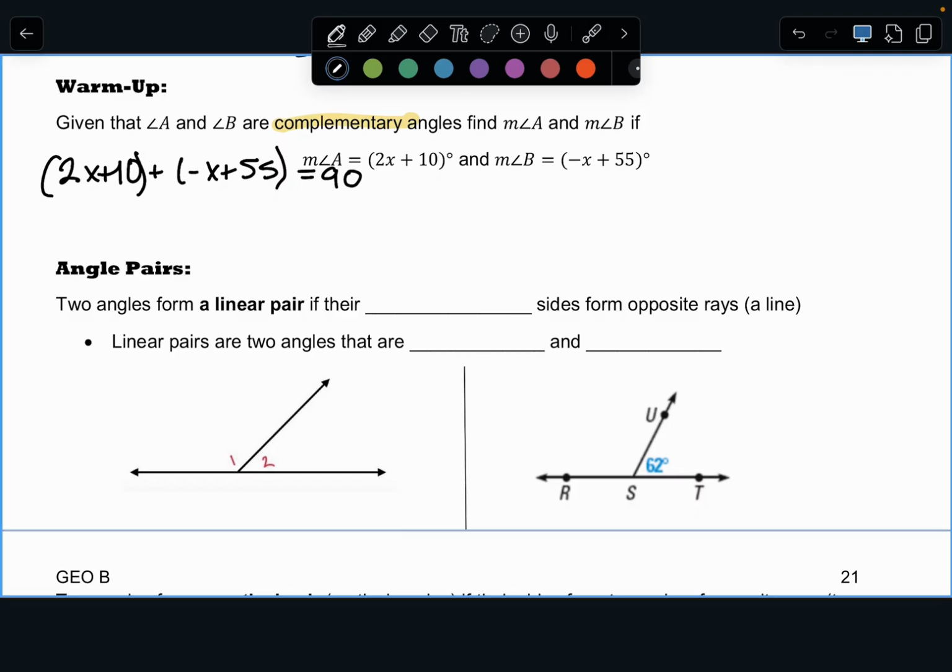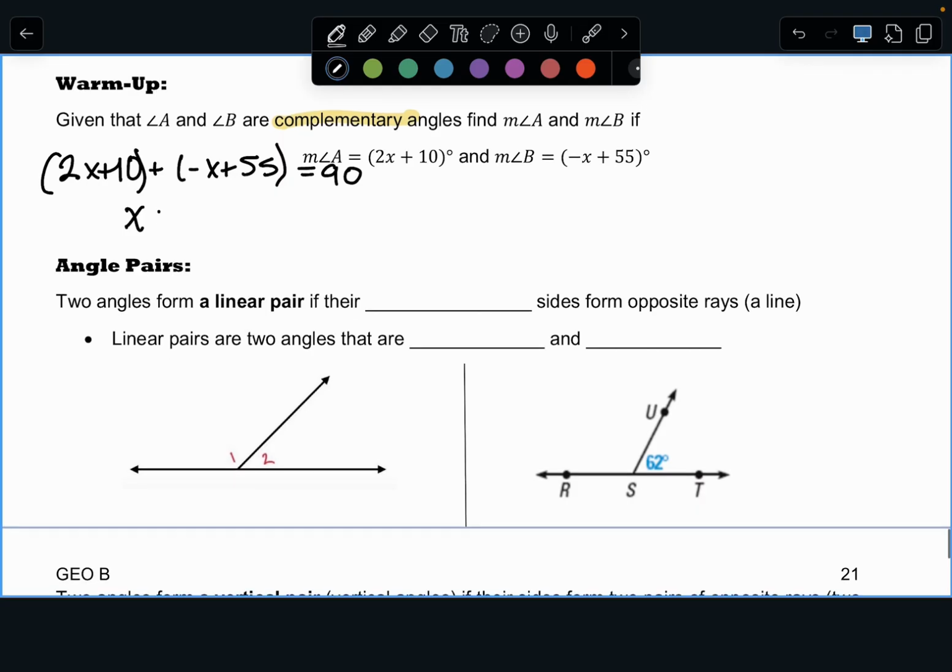And then I reduce as much as I can. So it would be 2x plus negative x. What does that give me? Yeah, just 1x. So x. And then we have 10 plus 55, 65. So we get x plus 65 equals 90. We subtract 65 from both sides. 90 minus 65? 25.